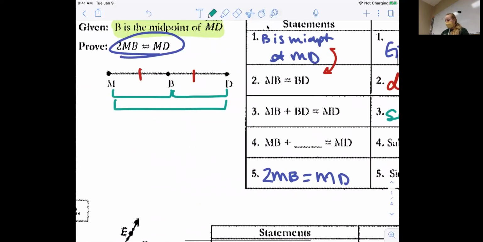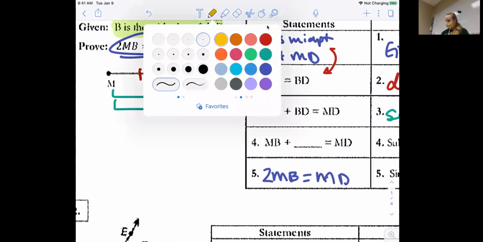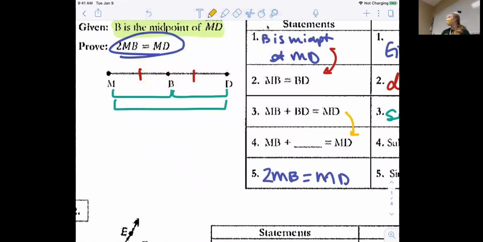Number 4 has a big blank. So I went from MB plus BD equals MD to saying MB plus blank equals MD. What goes in that blank? BD. BD just came out of that blank. Yeah, I was about to say it's the same.